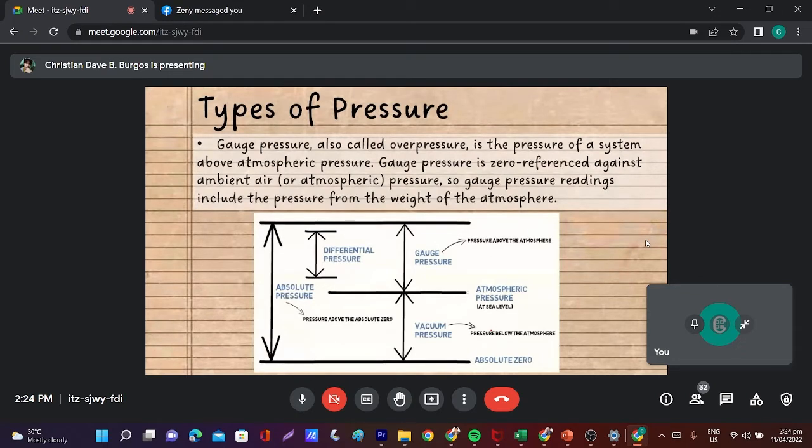Yung gauge pressure po, mag-base po tayo sa diagram. Makikita po natin dito, yung gauge pressure po nasa taas po siya ng atmospheric pressure, which means po na ang reference po niya kapag sinusukat po natin yung gauge pressure is yung atmospheric pressure po. Unlike po dito sa absolute pressure na sa absolute zero po magsisimula yung readings.